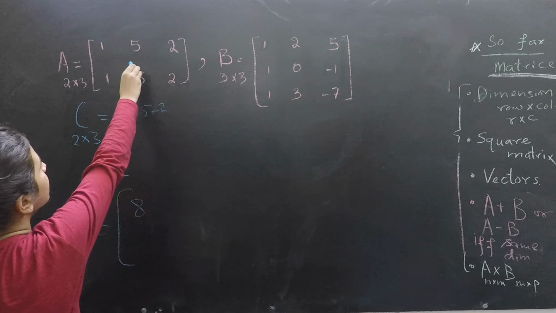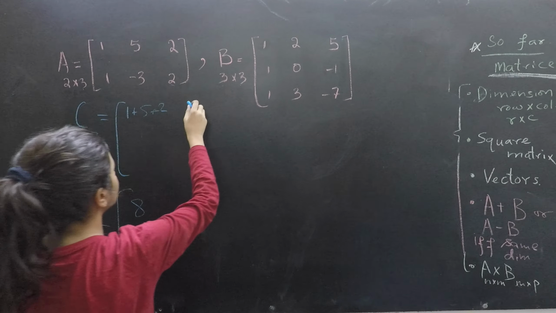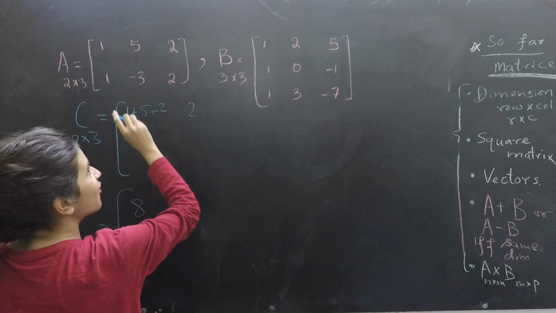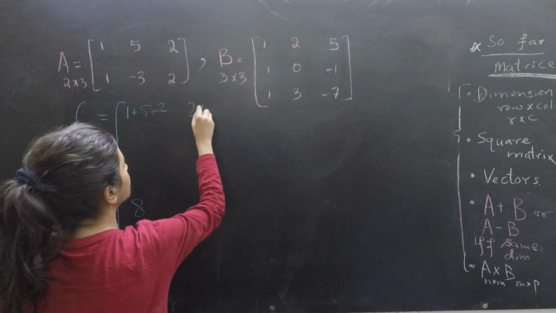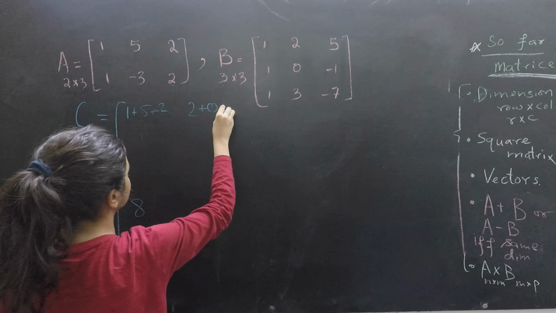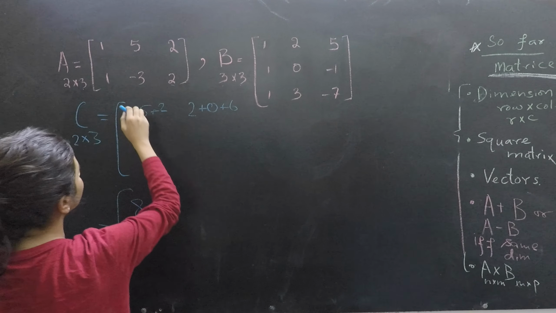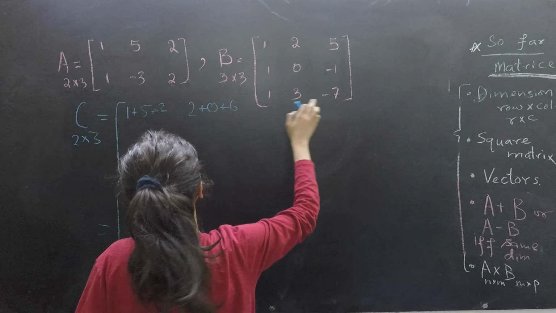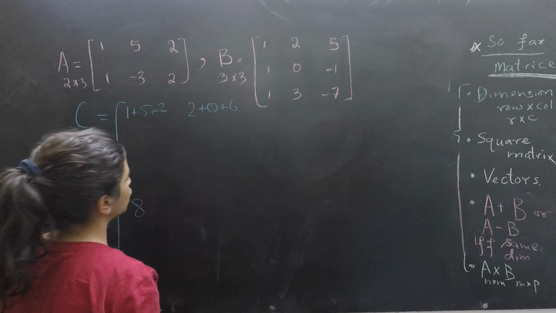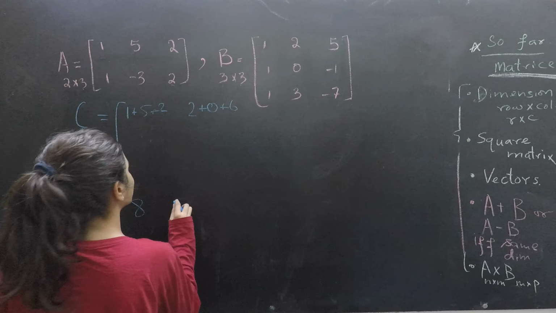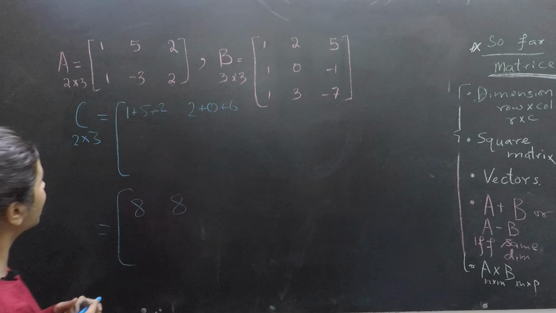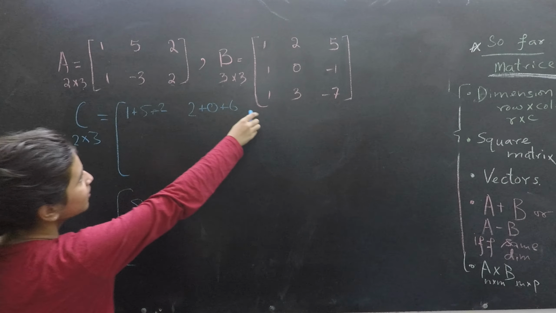Now let's do 1 multiplied by 2, which will be 2. 5 multiplied by 0, which will be plus 0. 2 multiplied by 3, which will be plus 6. So 2 plus 0 is 2. 2 plus 6 is 8. 8 once again. So now let's do the next one.